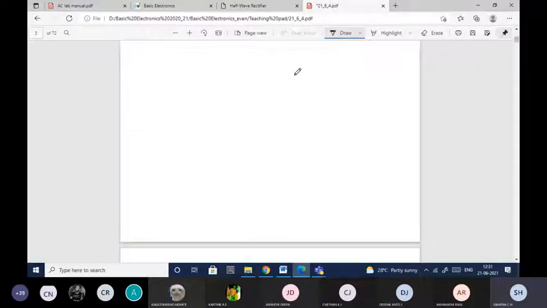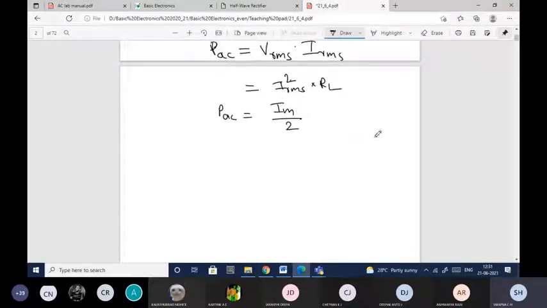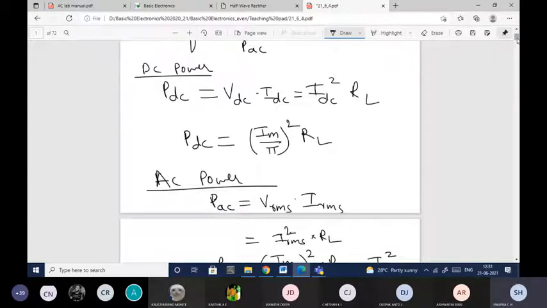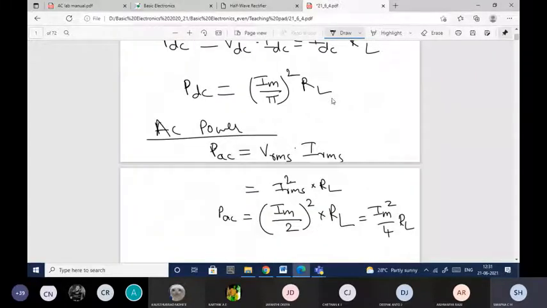Wait, let me just go back. Im by 2 whole square into RL. Okay, so just simplify it: Im square by 4 into RL. Even this one, PAC also, PDC also, you try to expand it. Im square by pi square into RL.